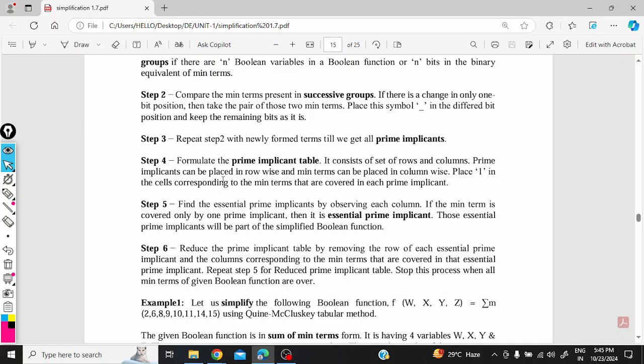In the fourth step, the prime implicant table consists of a set of rows and columns where terms can be placed column-wise, placing one in the cells. Next, step number 5 gives us the essential prime implicants. When we are grouping them, it gives the final result as essential. Step 6, we reduce the given table using the prime implicant table.